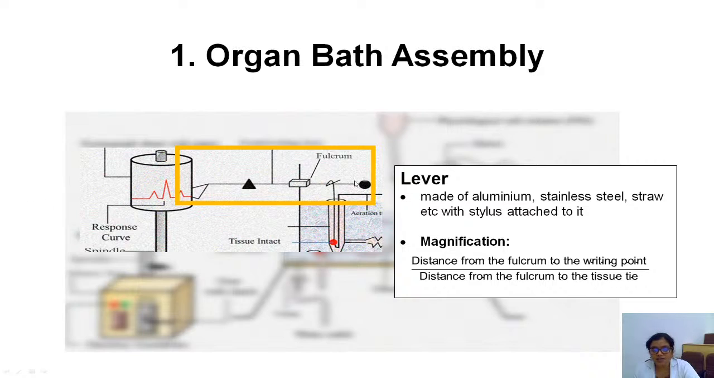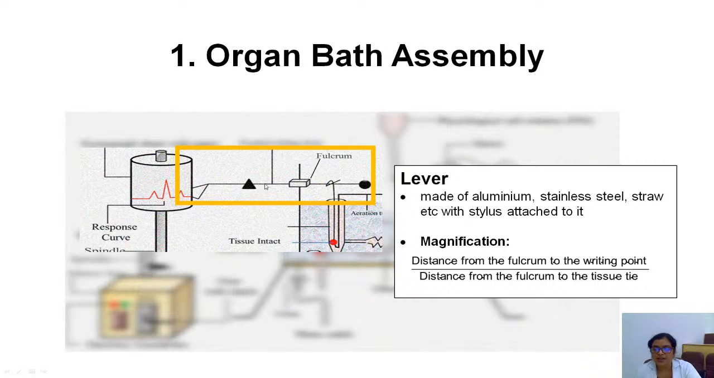Okay, and here the tissue acts as the load, and there are two arms, the effort and the load. So sorry, the tissue will act as the effort, and the stylus will act as the load. So where the effort is put, the load arm will shift upward.